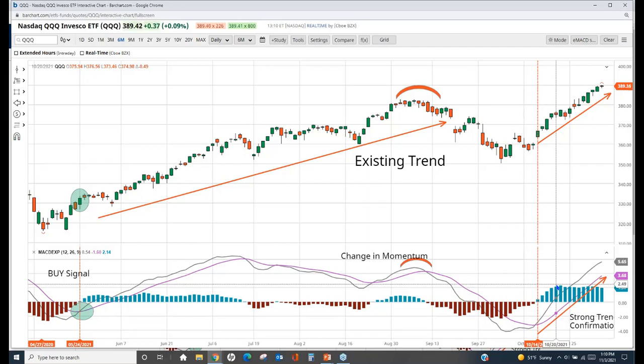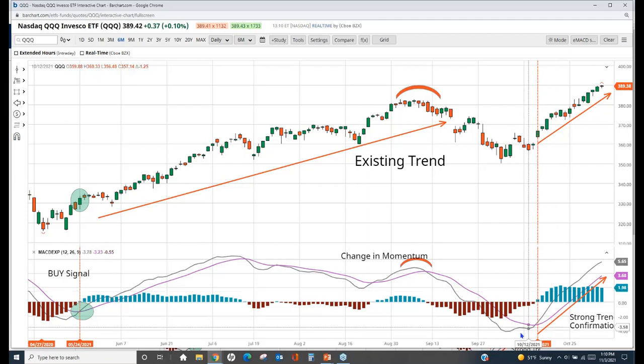Now, when the difference of our 12 and 26 moving average, our MACD line, crosses from below, as we see here, and as we see here, crosses from below the smooth moving average, our signal line, this generates a buy signal.